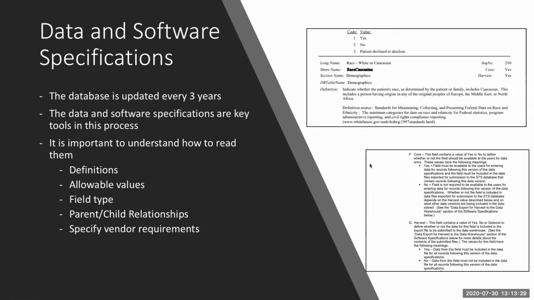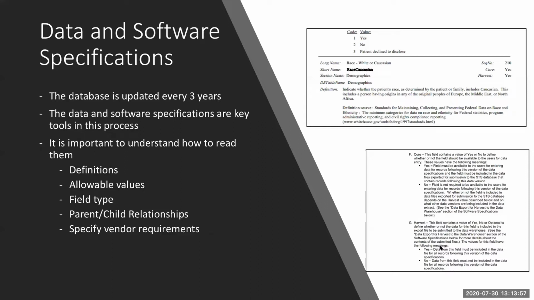The screen below here, this is a shot of the software specifications. This tells the vendor the main points that need to be included in the field and what the field values mean. So a core field, which is listed up here, just contains a value, a yes or no, to define whether or not the field should be available to the user for data entry. So in the current version, all of these will be yes.